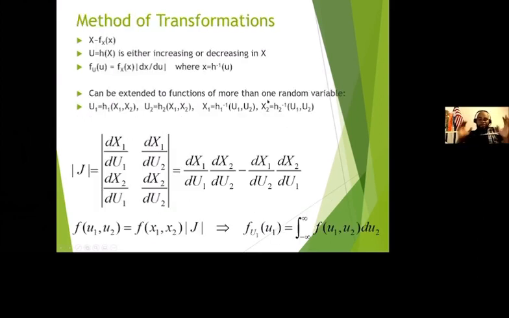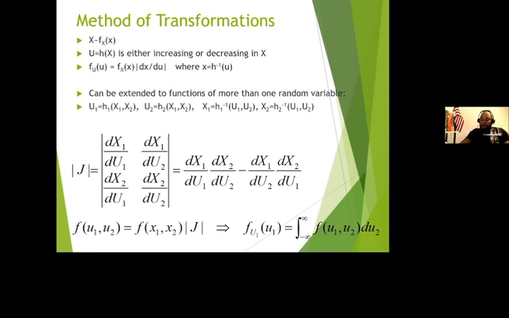Now, we are done with the method of distribution function. Now, I want to walk you through another method that we can also use. The method is called the method of transformations. I want to tell you this: the method of transformation is very, very popular. Some people call it the Jacobian transformation.